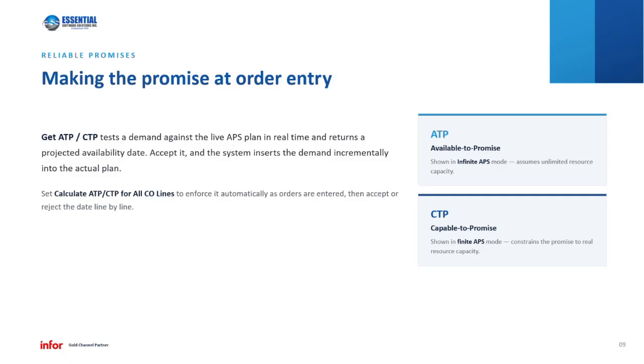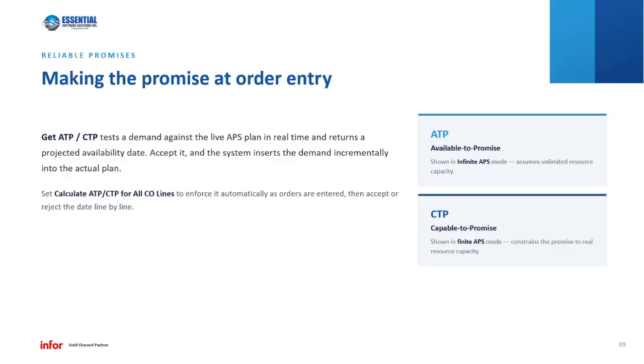So this logic will test the demand against the live plan. So the planning and scheduling environment that has been generated by the most recent APS run, it will do a single pass to test that demand against the plan and return a projected availability date. The label that you get depends on your mode. So as I mentioned, infinite's ATP, finite is CTP.